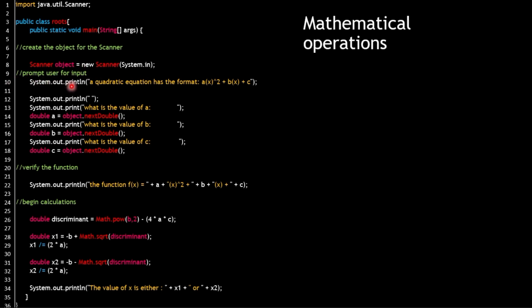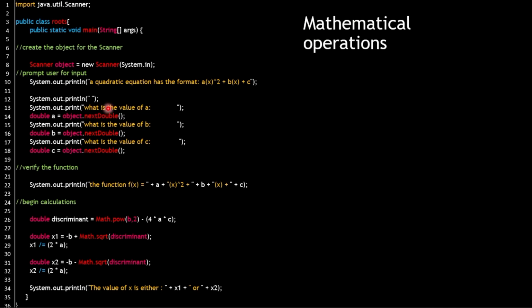So we have System.out.println: a quadratic equation has the format of a multiplied by x to the power of 2 plus b multiplied by x plus c. This is the general format in mathematical terms, and we are prompting the user to say, okay, a quadratic equation has this format, give me what a, b, and c are.